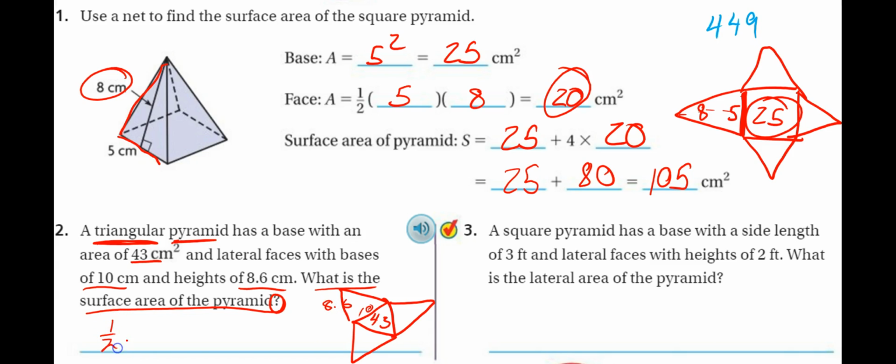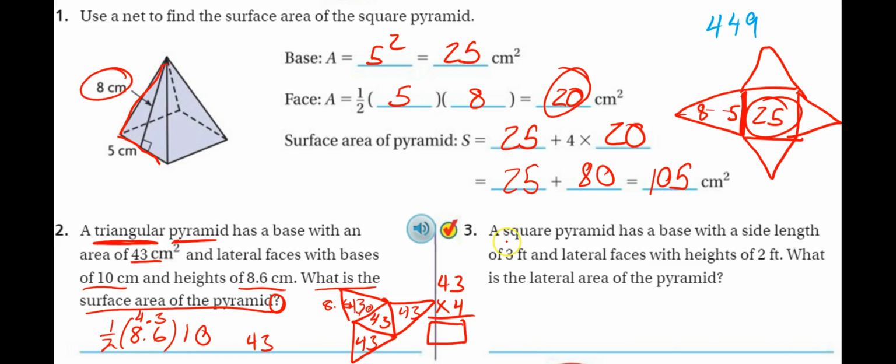So I have to do 1/2 times 8.6 times 10. I like multiplying by 10, so I'm going to do half of 8.6. Half of 8 is 4, half of 6 is 3, so half of 8.6 would be 4.3. Multiplying that by 10 just moves the decimal over 1, so it becomes 43. So the base is 43, and all these triangles are 43. To find the total surface area, we have 4 43s, so we need to take 43 and multiply it by 4. And that will give us our final answer.